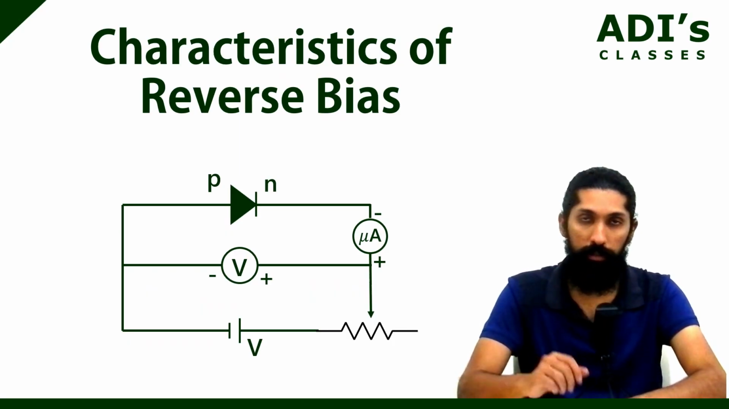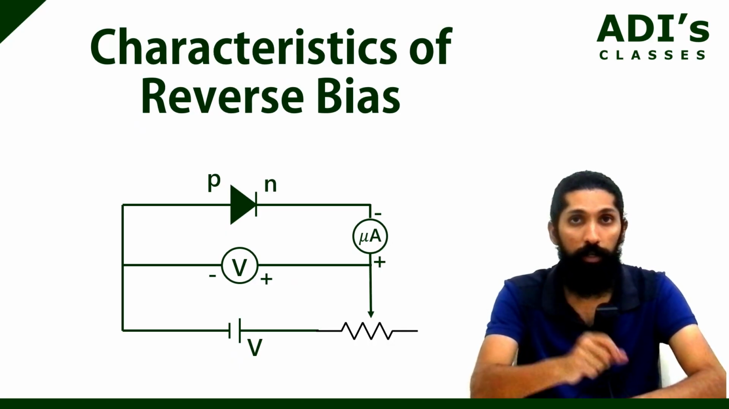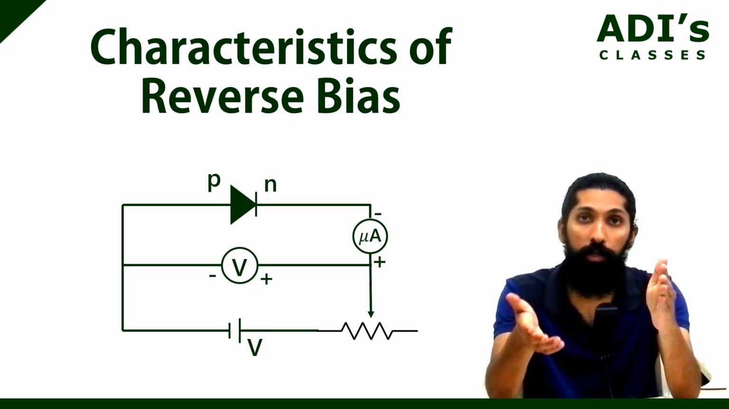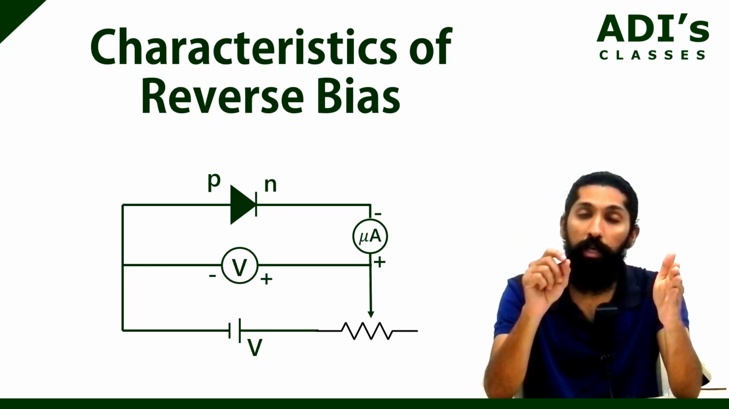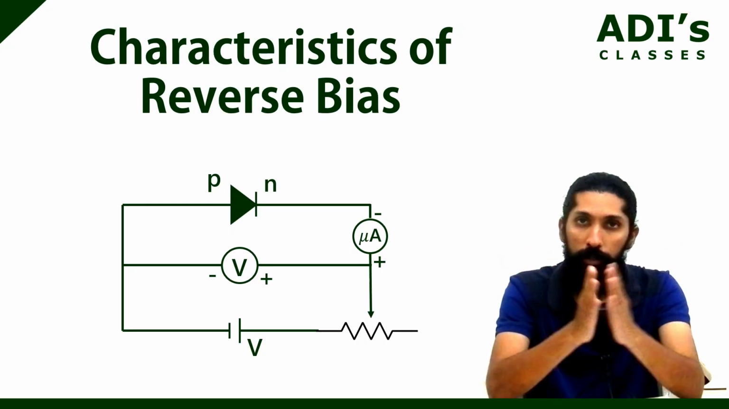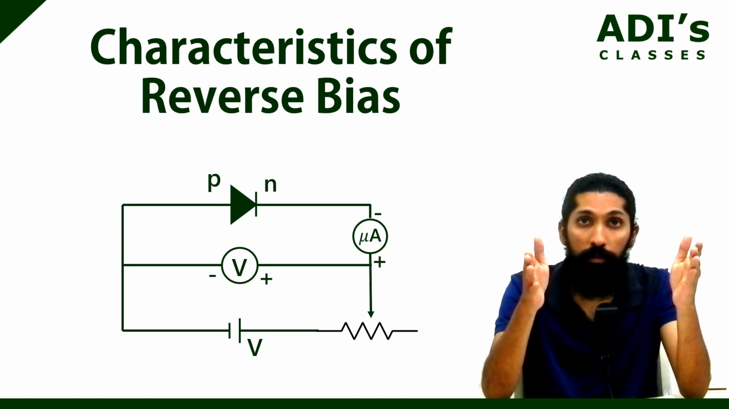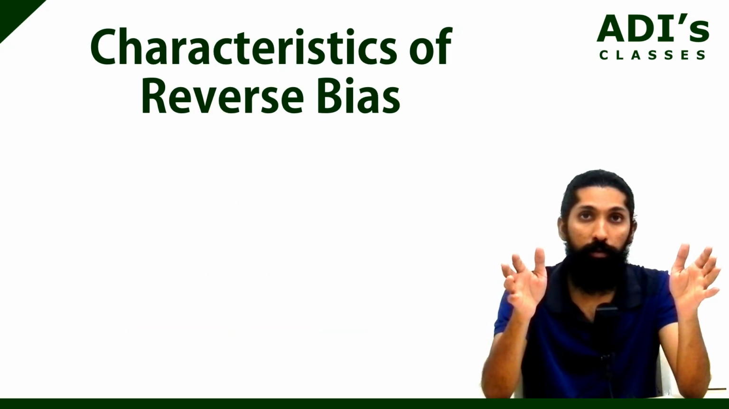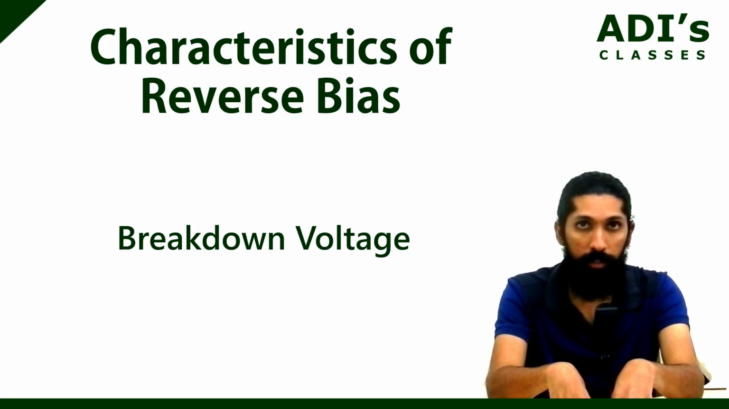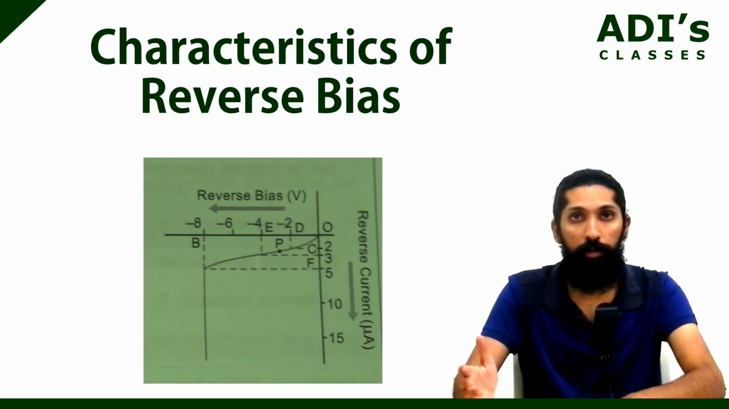Let's understand. You have the V source. Start increasing the value. As you increase, the depletion layer will widen a little bit. The more you increase, the more it's going to widen. But after a point of time, the width of the depletion layer will be so much that if you give more potential to it, the depletion layer is going to break down. This is what we call the breakdown voltage.